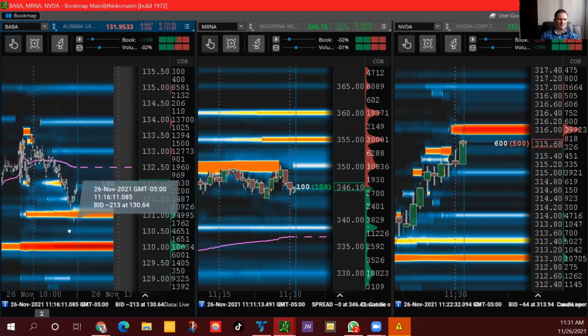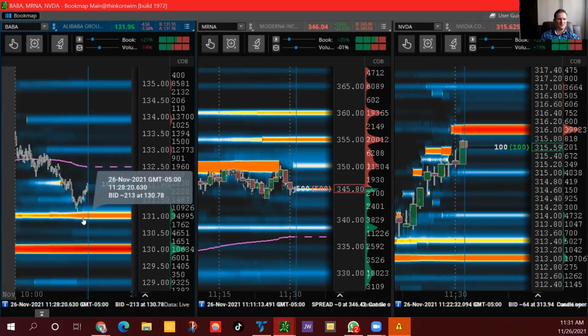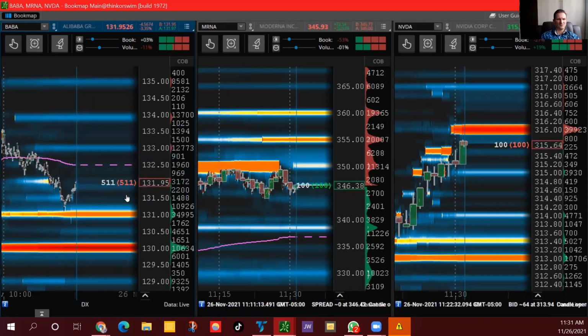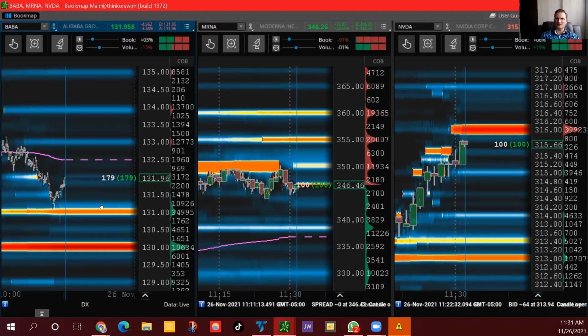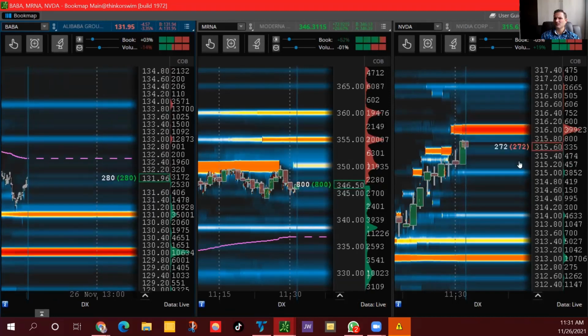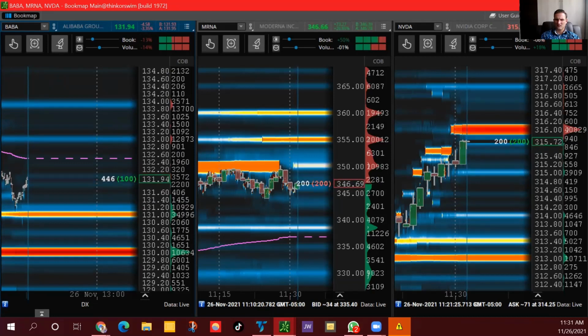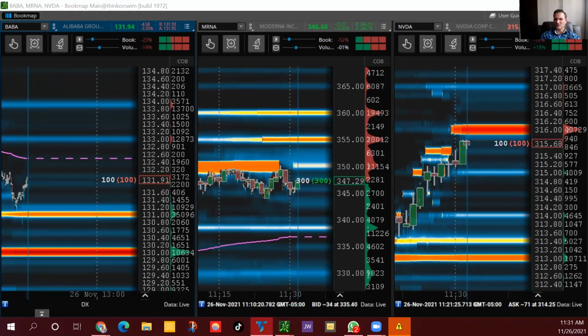All right, Baba came down to just above the 331 buyers. They've popped it up to 332, so a nice little dollar bounce off that liquidity for Baba. Okay, NVIDIA is starting to reject out of the 316. Needs to fill a little bit more liquidity there. Come on, just give it a quick pop.